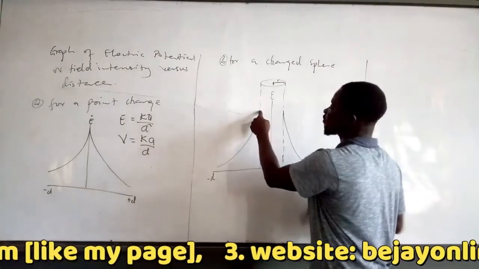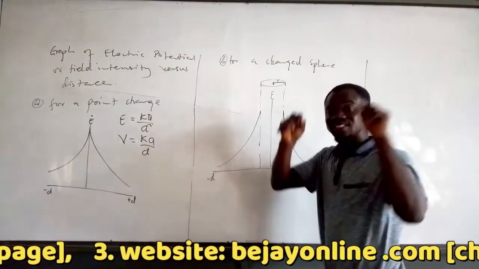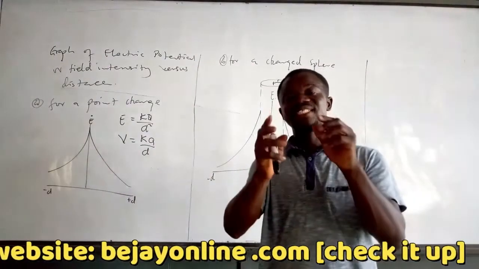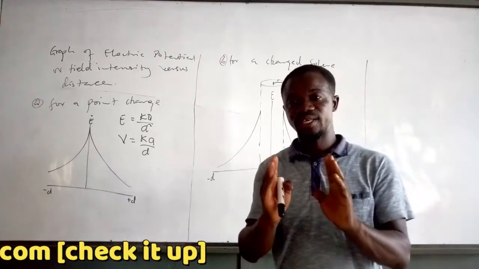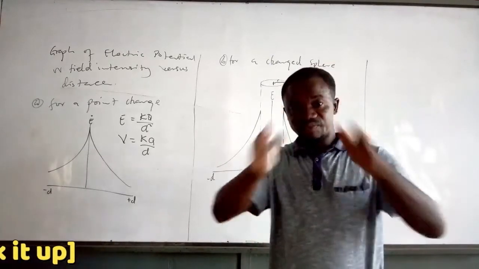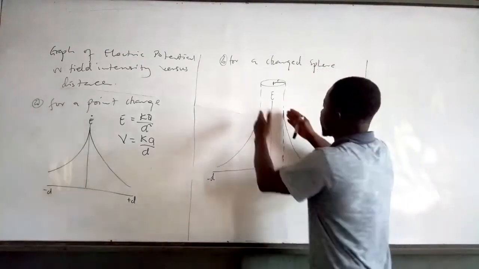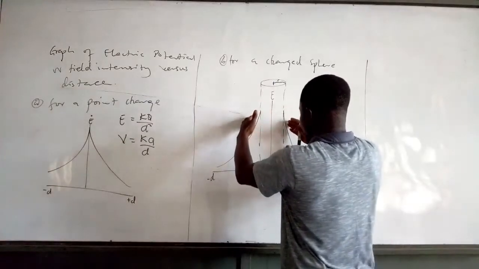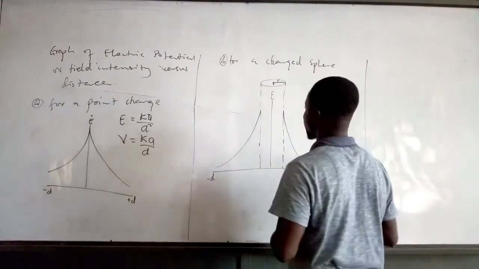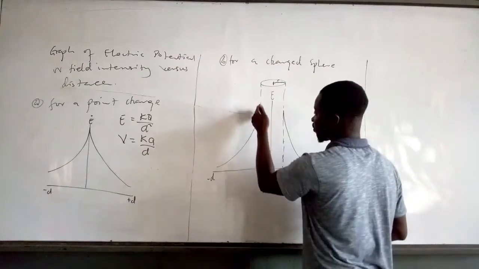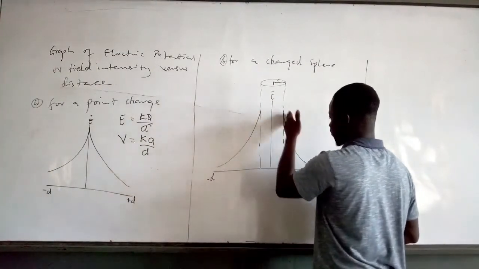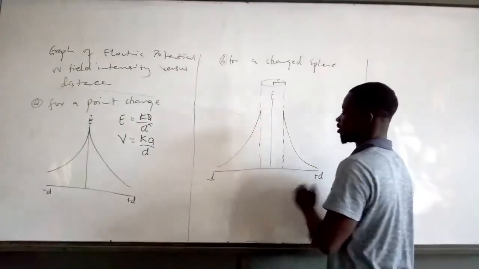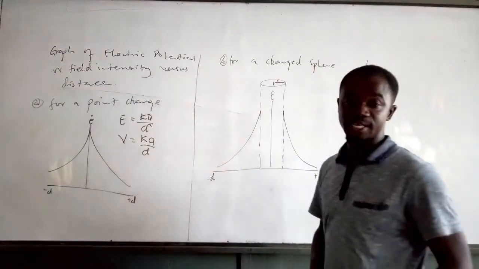So the field intensity starts from the surface of the charge, because for a charged sphere or body, the charges are on the surface of the sphere. You understand? So the field intensity begins from the surface of the sphere and then moves out like that. With distance, the field intensity decreases, and the electric potential also decreases with respect to distance. Is that clear? Good.